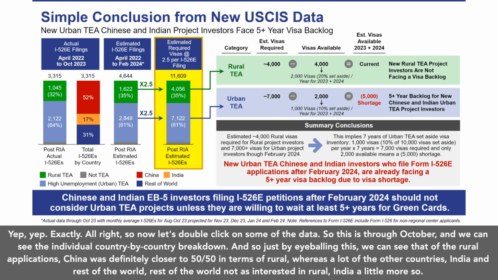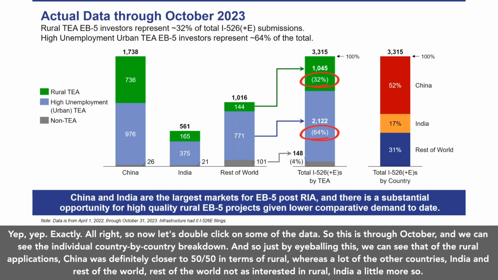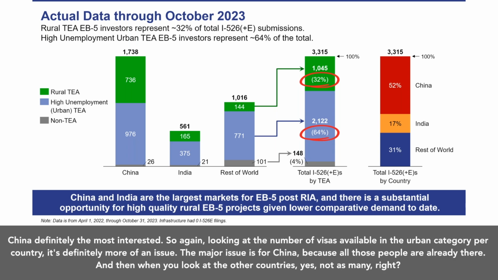Yep, exactly. All right, so now let's double click on some of the data. So this is through October, and we can see the individual country by country breakdown. Just by eyeballing this, we can see that of the rural applications, China was definitely closer to 50-50 in terms of rural, whereas a lot of the other countries, India and rest of world, were not. Rest of the world is not as interested in rural. India a little more so. China definitely the most interested, right?